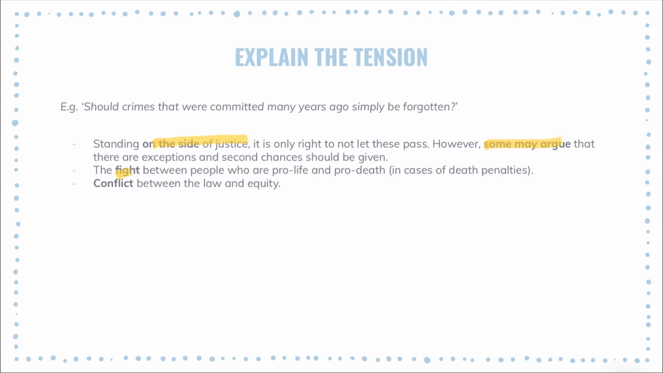There's also another case, the fight between people who are pro-life and pro-death in cases of the death penalty, as well as the conflict between law and equity. These are simple examples you can give. You're not explaining in much detail here, because you explain in more detail later in the essay. You just want to give the reader an insight that you're going to be looking at these two sides of the war.